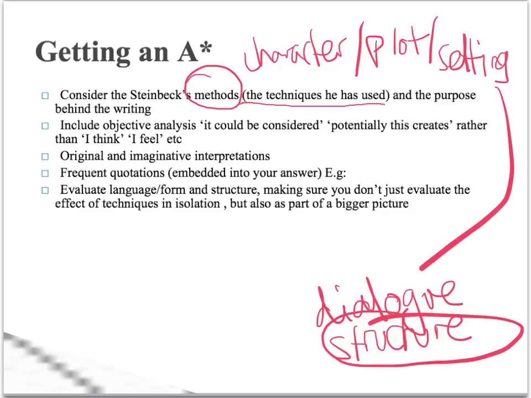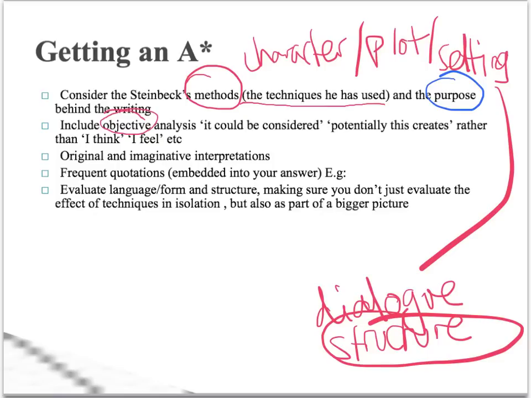And keep at the heart of your writing the idea of Steinbeck's purpose. Why is he doing things? And the more interpretive and original you can be with those ideas, the better. Plenty of marks are available for original interpretations. I think it's helpful, particularly when we're looking to get an A star on your Of Mice and Men question, to try to be objective in terms of your analysis.